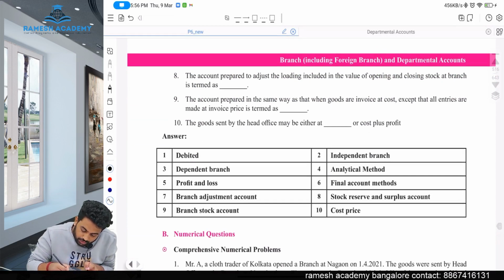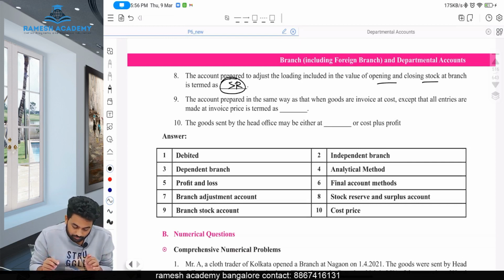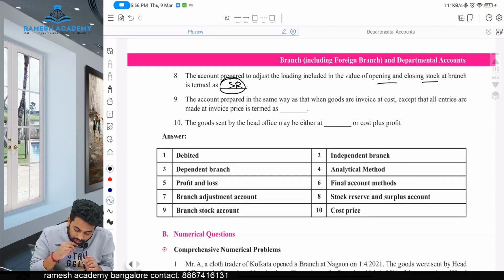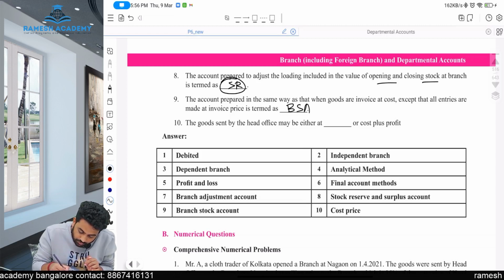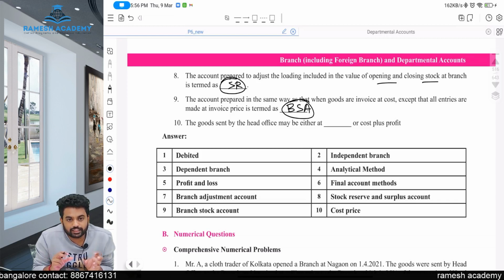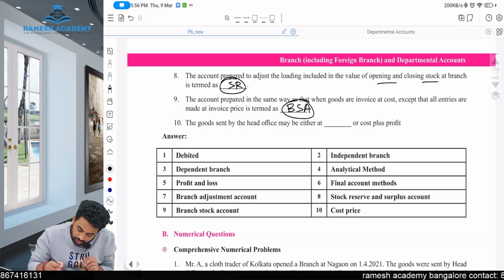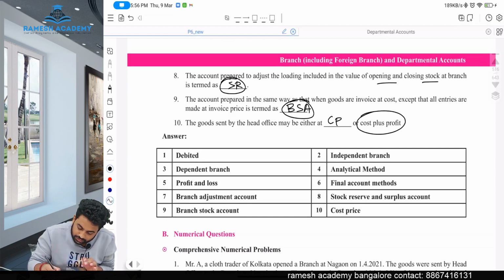The account prepared to adjust the loading included in the value of opening and closing stock at a branch is termed as stock reserve. No, stock reserve, opening and closing. The account prepared in the same way as when the goods are invoiced at cost, except that all entries are made at an invoice price, is termed as branch stock account. Here all the adjustments will be made at an invoice price. The goods sent by the head office may be either at cost price or cost plus profit, which is basically invoice price.